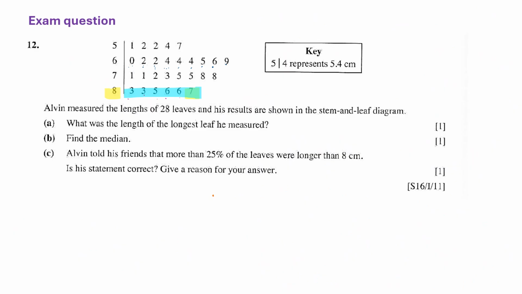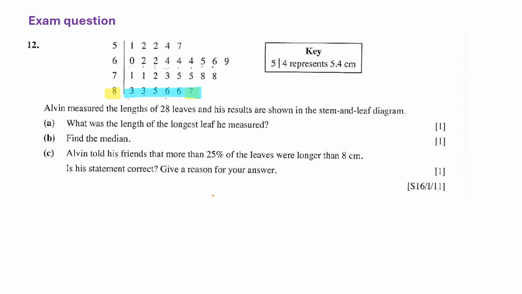Okay, let's look at an exam question. Alvin measured the length of 28 leaves. Must be very free. Go and collect all these leaves and measure the length. And the results are shown in the stem and leaf diagram. Okay, we should not say that. Maybe he's doing some experiment, growing some plants and things like that.